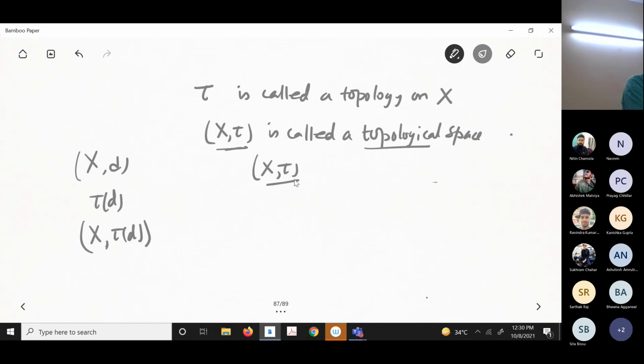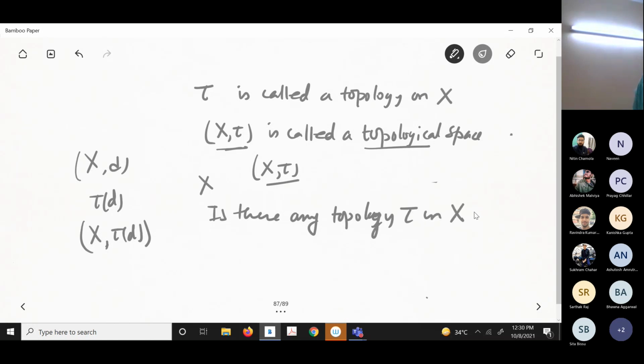Now, of course you can have a legitimate question: why do you need to consider this? First of all, you can ask, is there any topological space, that means a topology, which doesn't come from a metric? Answer that question. First thing: given any set X, of course non-empty, is there any topology tau on X which doesn't come from a metric?